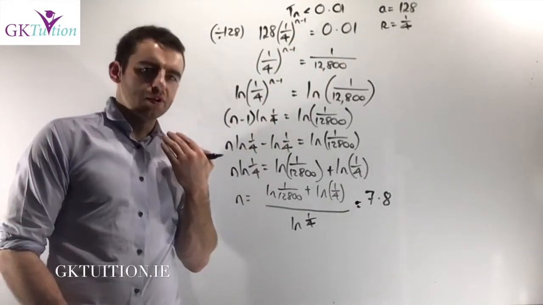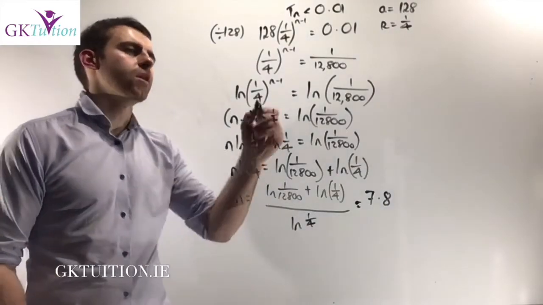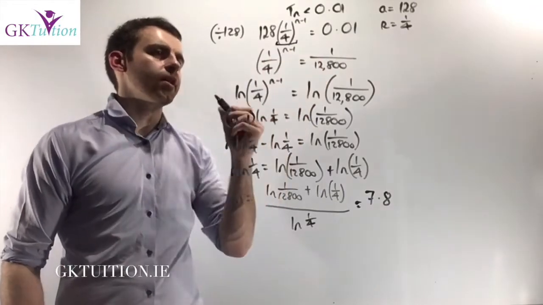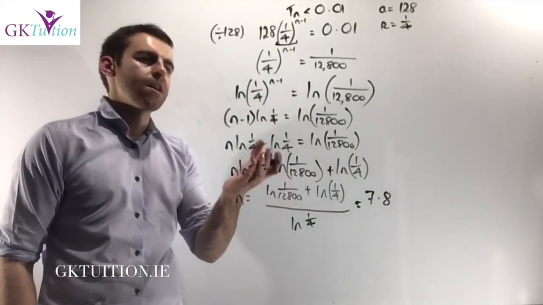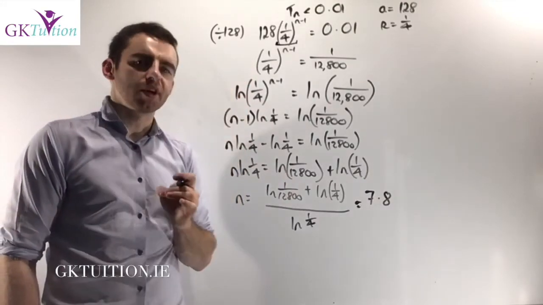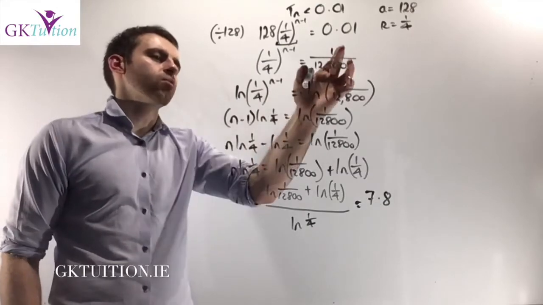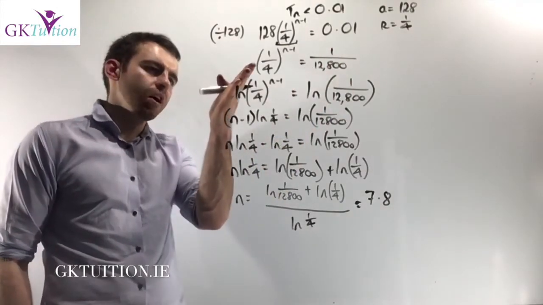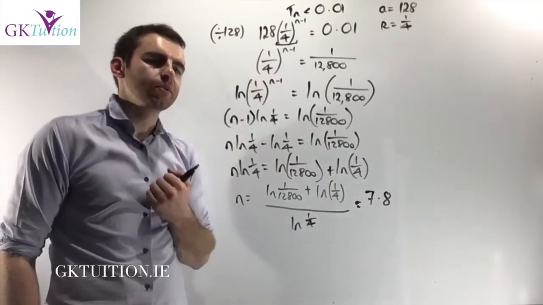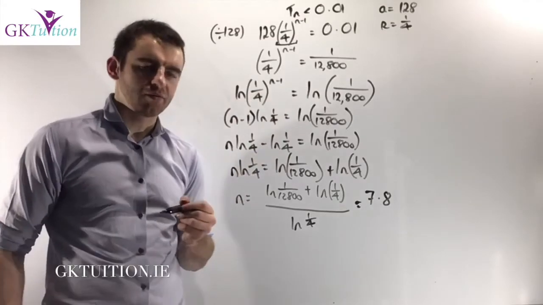I need to introduce logs because my unknown is in the power. But before I introduce logs, I have to isolate the part of the term that has the unknown, the part of the term to the power of n. So first I divided both sides by 128. I got a quarter to the power of n minus 1 equals 1 over 12,800. And at this stage I've isolated the quarter, which means now I can introduce my logs. I introduce ln on the left and ln on the right.